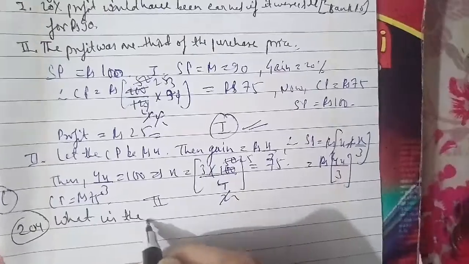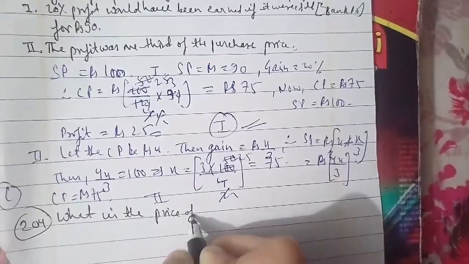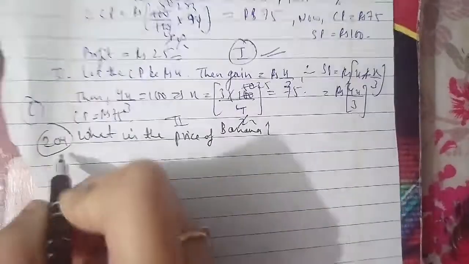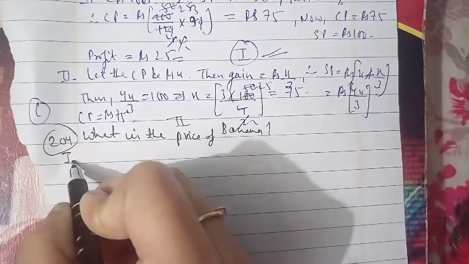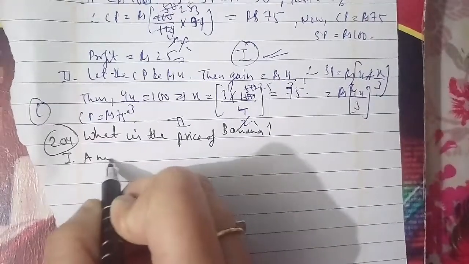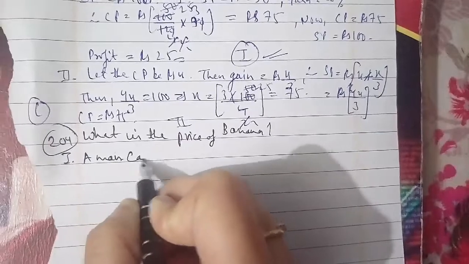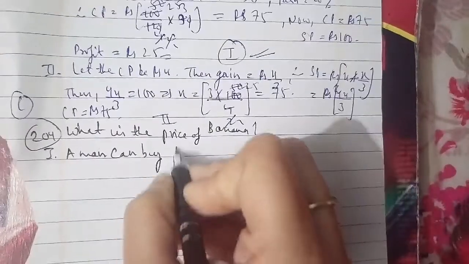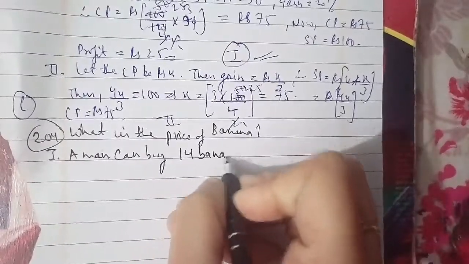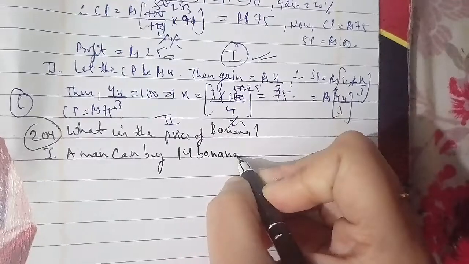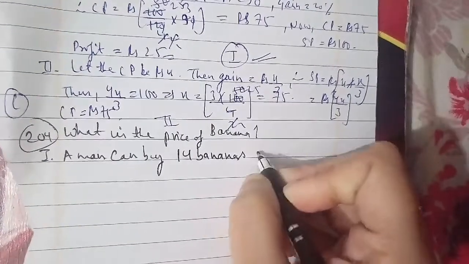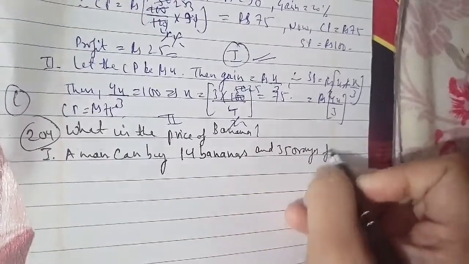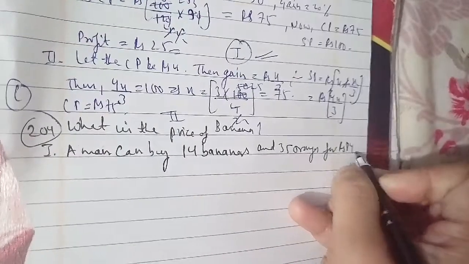What is the price of banana? So the statement one, we said a man can buy 14 bananas and 35 oranges for rupees 84.